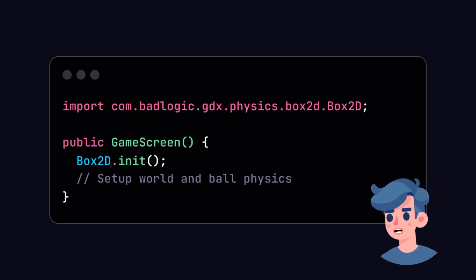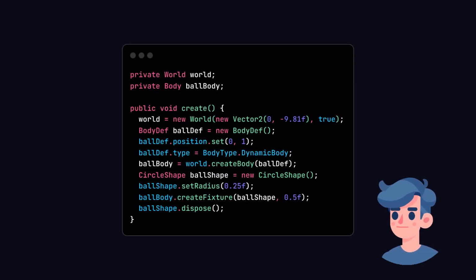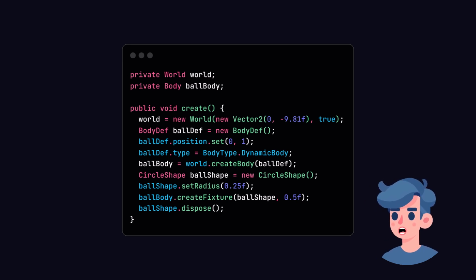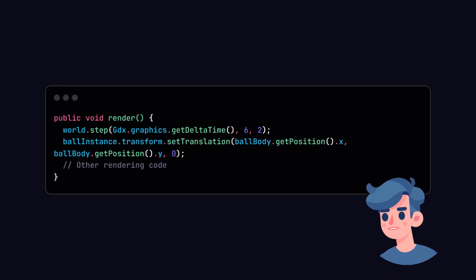First, we need to set up Box2D in our project. We'll create a physical world for our game where the soccer ball can interact with the environment. Set up the world and ball body in the create method. The ball's position should be synchronized with the ball model instance. The soccer ball's physics body is now created, and we're setting its initial position above the ground.